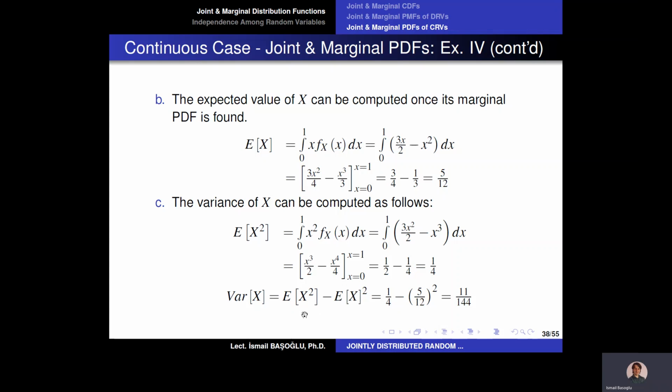Since the expected value of x squared is equal to 1/4, you are just going to plug in that value here, and the square of the expectation will come from part B, where the expected value was 5/12. Squaring it will give you 25/144. Subtracting it from 1/4 will give you 11/144, which is the variance of x. And again, the variance of y, the other random variable, would also be the same because the contribution of that variable into the probability density function is also the same.